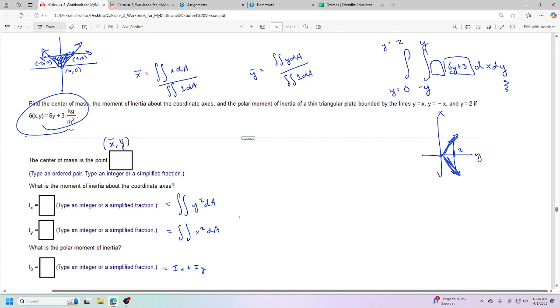And so on this axis here, or even over here, what's the lowest y value? And then it goes to 2. Yep. And so here I'm just doing horizontally. Very good. Good question.